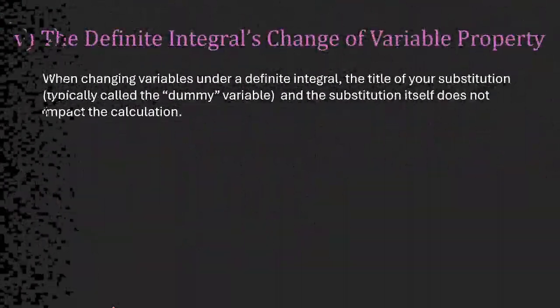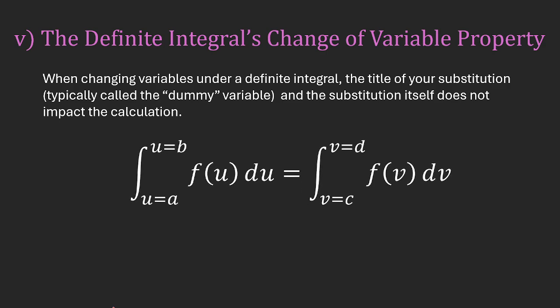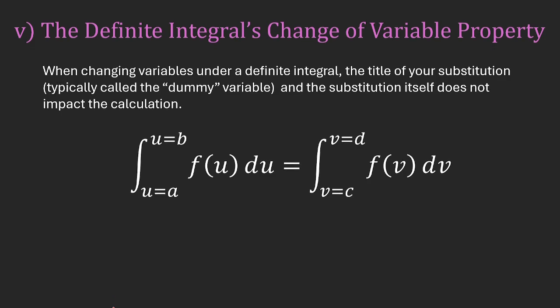Now I want to talk about one more property. It's the definite integral's change of variable property, and all this really means is that if I change variables under a definite integral, the choice of the letter itself, u, v, t, whatever I choose, typically called the dummy variable, and then the substitution itself does not impact the calculation. So the evaluated areas will be equal to each other, of course, because we've defined them to be equal. But this is very important when you get problems like this.